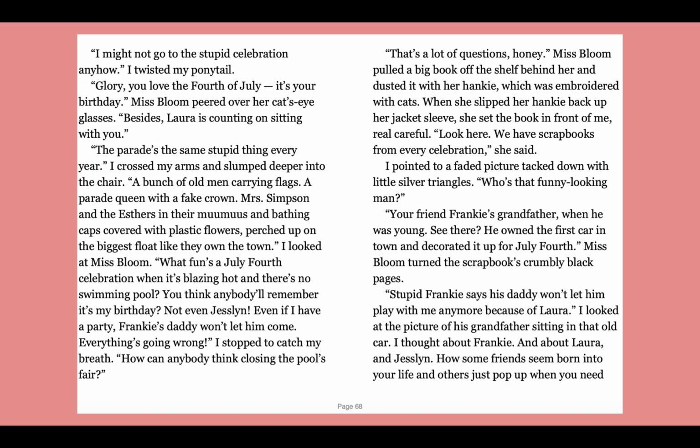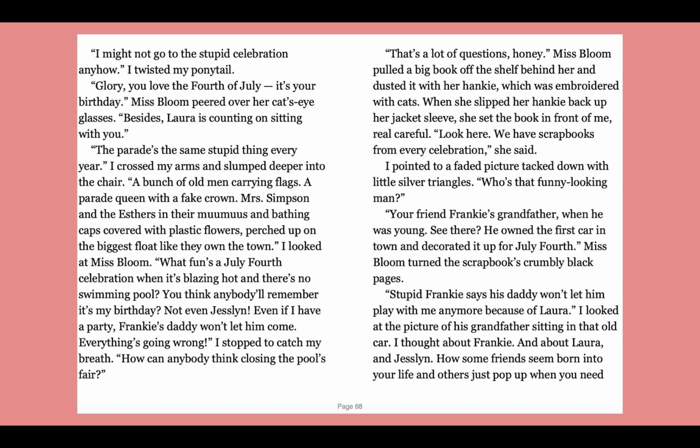I looked at Miss Bloom. "What fun's a July 4th celebration when it's blazing hot and there's no swimming pool? You think anybody'll remember it's my birthday? Not even Jesslyn. Even if I have a party, Frankie's daddy won't let him come. Everything's going wrong." I stopped to catch my breath. "How can anybody think closing the pool's fair?"